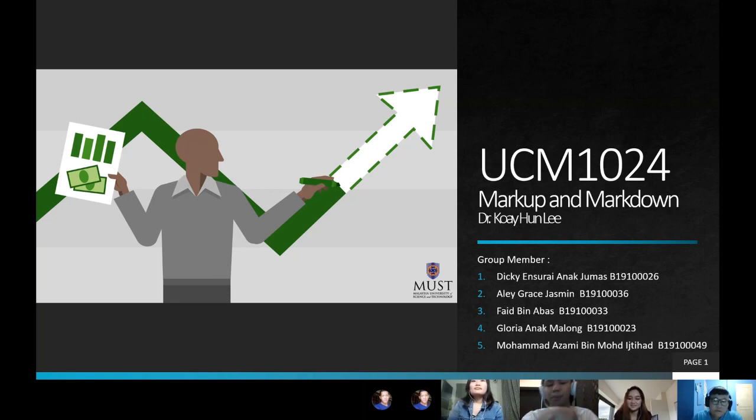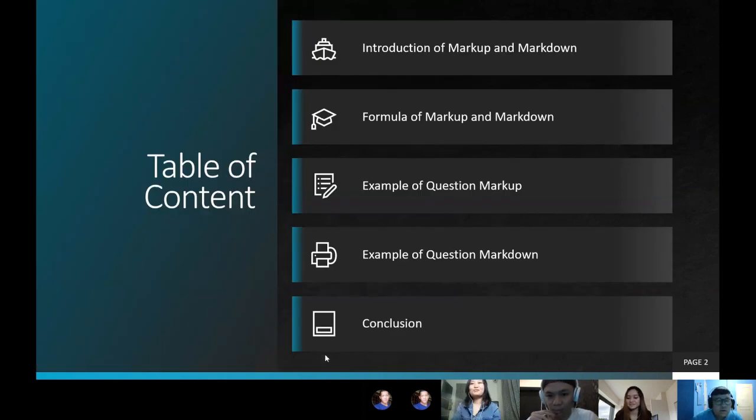Before that, I would like to introduce myself. My name is Dikin Surai, and my other group members are Ili, Grace, Faid, Gloria, and Muhammad Azami. What we will present today is the introduction of markup and markdown, the formula of markup and markdown, the example questions of markup and markdown, and lastly the conclusion. So I will call the next presenter.